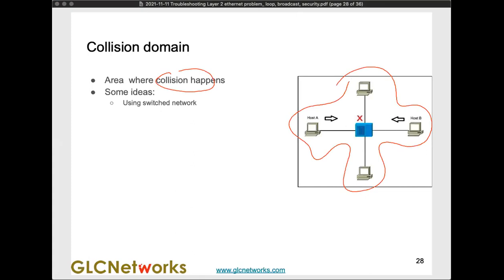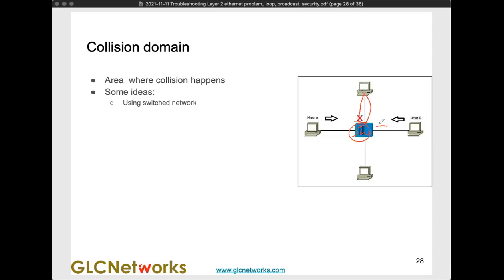Some ideas to overcome this: you can use a switched network. Instead of using a hub, you can use a switch. We just replace the central device. So every connection is its own collision domain, and collision only happens in this area, either this, this, this, or this. In this picture, we turn one collision domain into four collision domains. Every port on the switch is a collision domain.